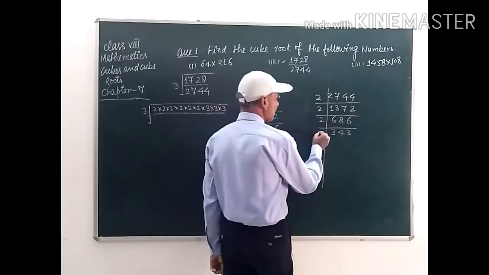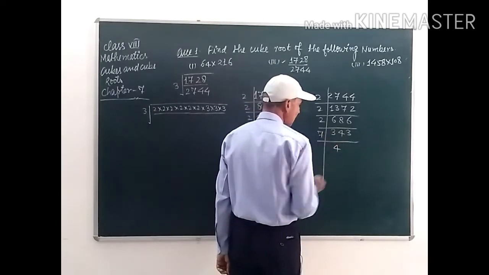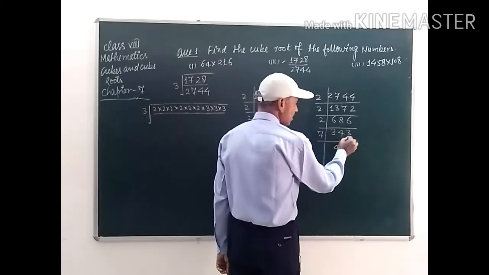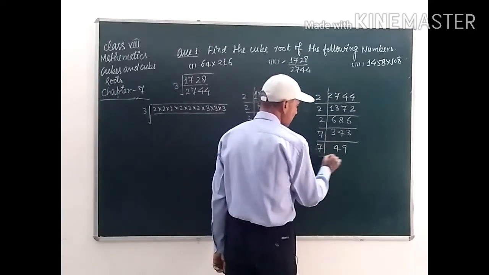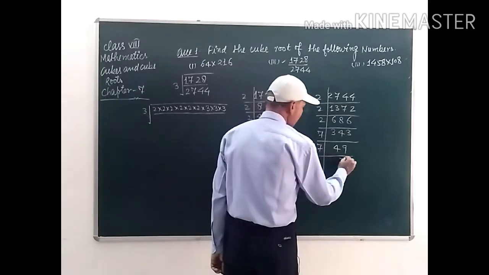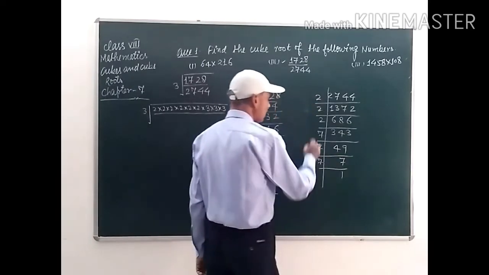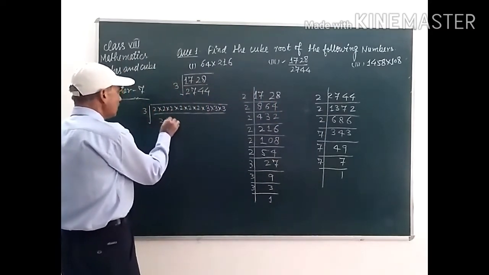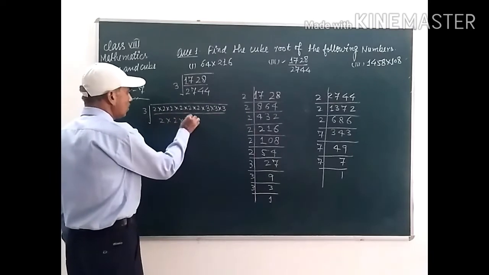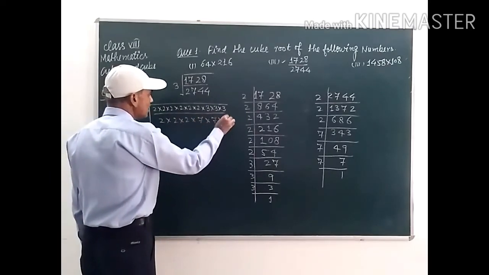So take 7 here. Okay, 7 4s are 28 and 6 is 63, 7 9s are 63. Again by 7, 7 7s are 49. Use 7 again, that is 1. The prime factors of the denominator are 2 into 2 into 2 into 7 into 7 into 7.